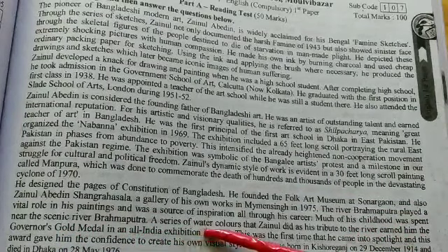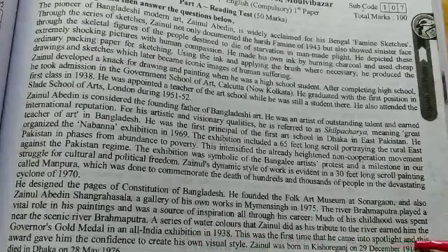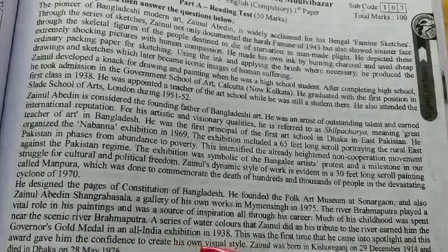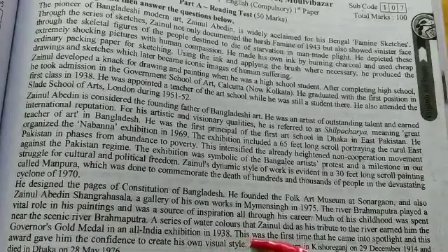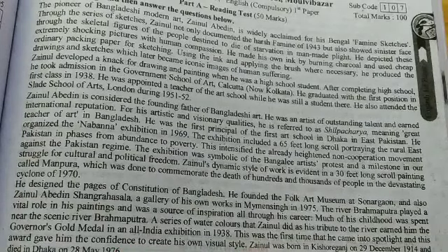A series of watercolors that Jainul did as his tribute to the river earned him the Governor's Gold Medal in All India exhibition in 1938. This was the first time that he came into spotlight, and this award gave him the confidence to create his own visual style. By reading this para, we can get the role of River Brahmaputra actually in Jainul's painting.